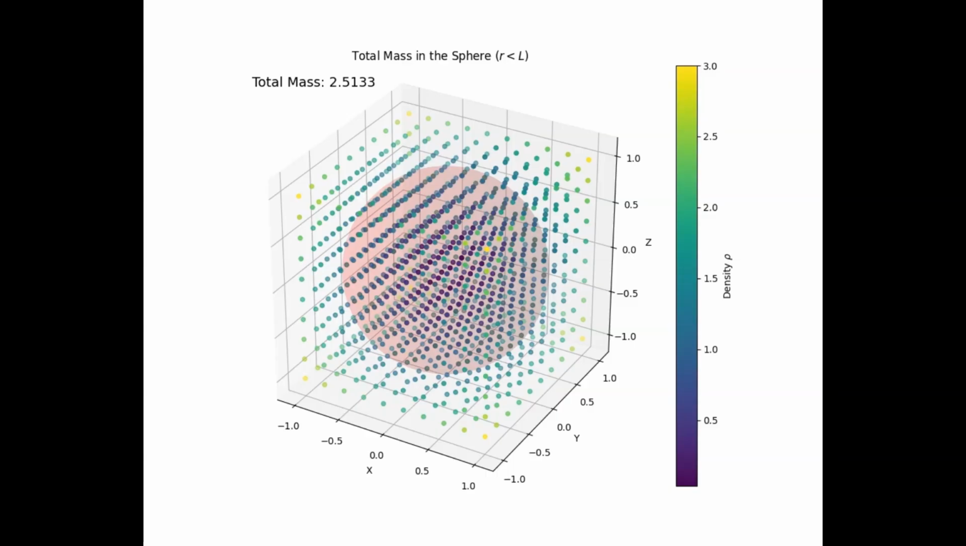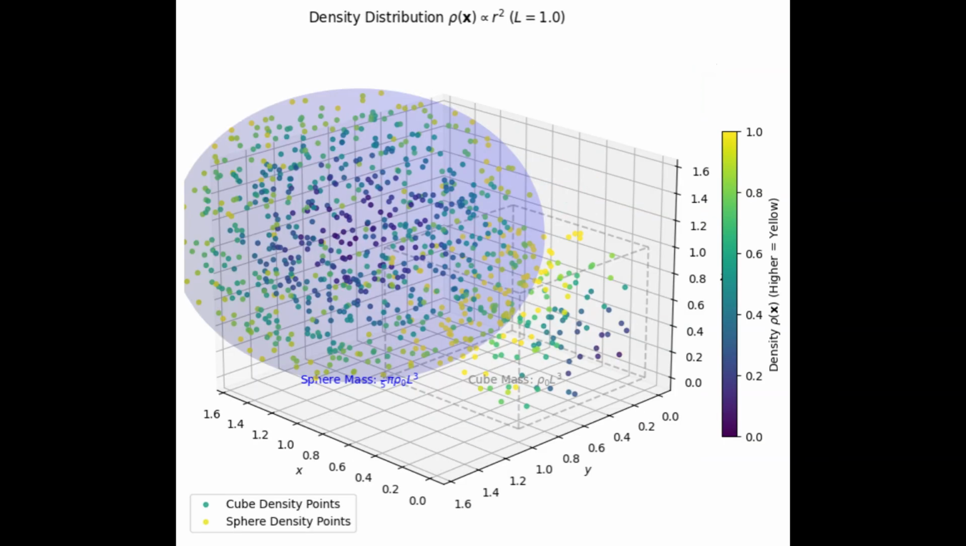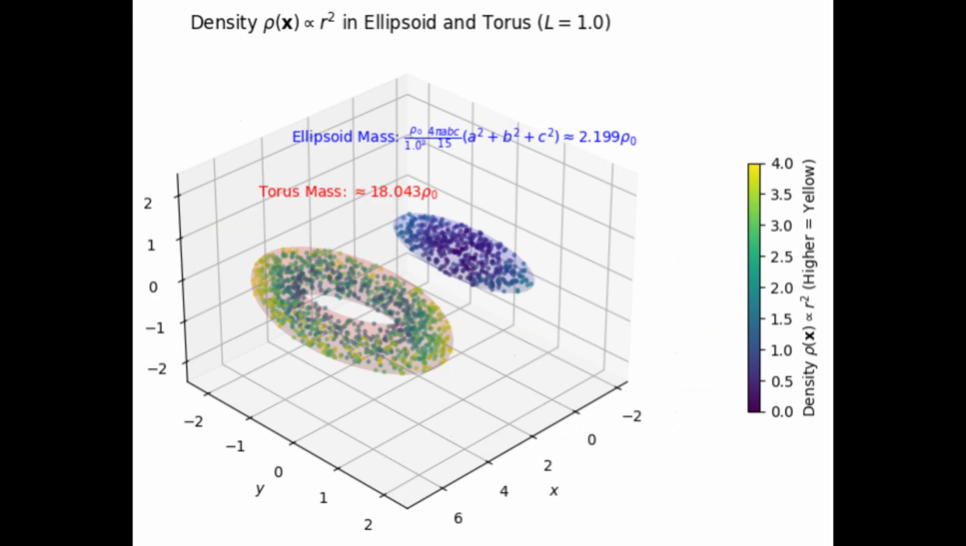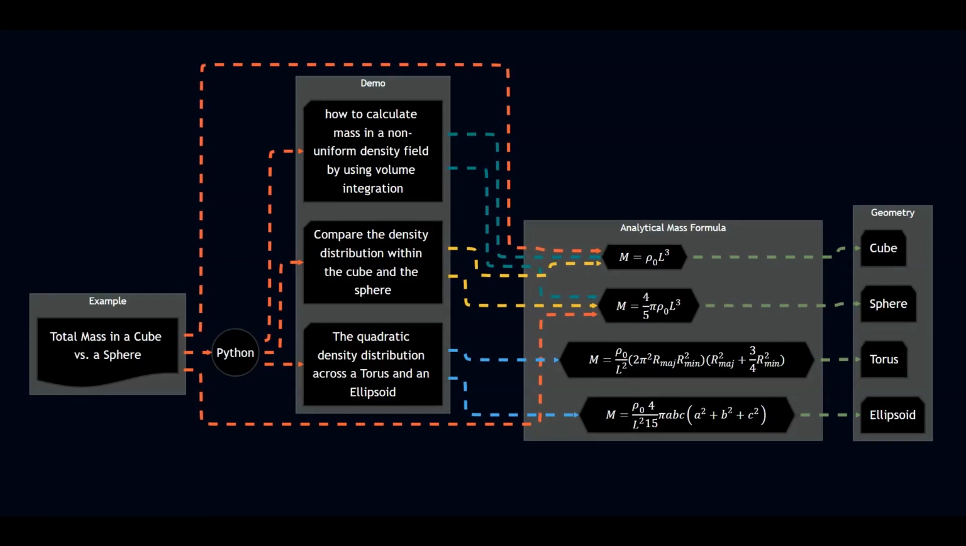The cube. If we place a cube in a corner so that one of its points is at the center of this density field, we find that the matter is very thin at that starting corner. As we move toward the opposite outer corner, the matter becomes significantly denser. The total mass of this cube ends up being a direct product of the base density and the cube of its side length.